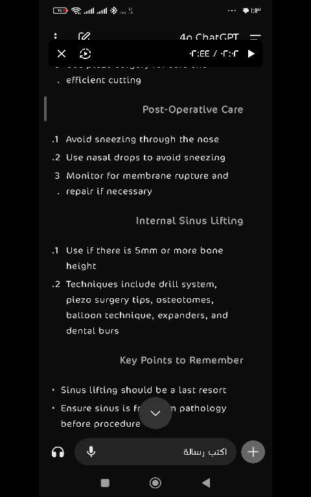Postoperative care. 1. Avoid sneezing through the nose. 2. Use nasal drops to avoid sneezing. 3. Monitor for membrane rupture and repair if necessary.